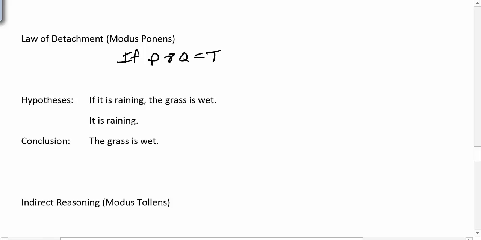Okay, so think back to our truth table. The only time that it would ever be false is if we have a T for P and an F for Q. So if I know that P implies Q is true, and I know that P itself is true, then Q is true. This is what's called an example of direct reasoning, or more fancy speak, the law of detachment or modus ponens.